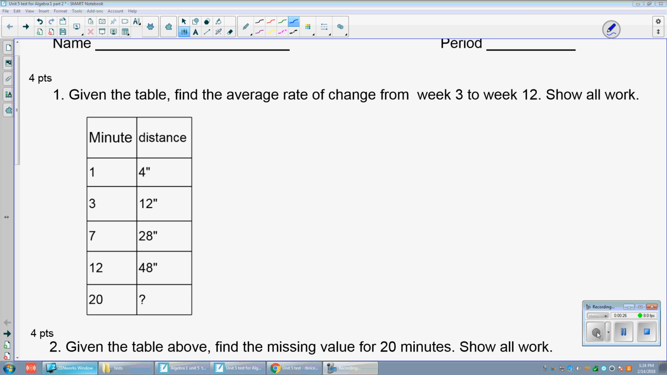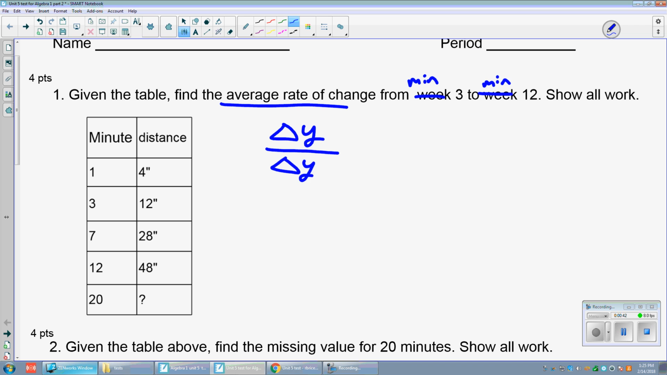It says, given the table, find the average rate of change from minute 3 to minute 12. Show all work. Well, when you see average rate of change, I don't care what is happening. You write down delta y over delta x. What does delta y over delta x mean? This is the same thing as saying subtract the y over subtract the x.